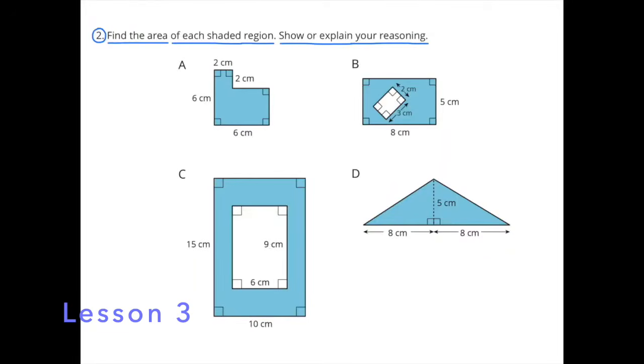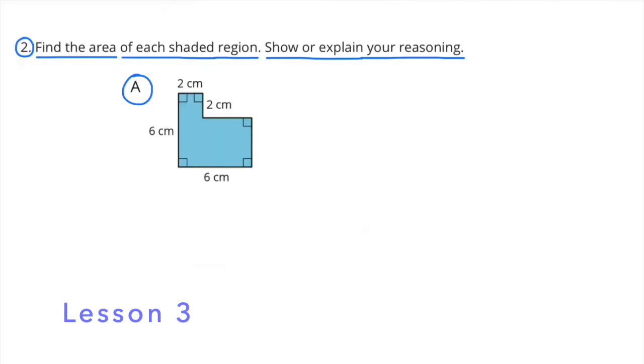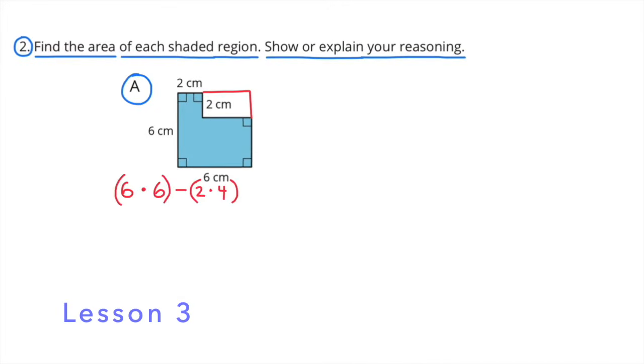Number 2. Find the area of each shaded region. Show or explain your reasoning. A. This shape is almost a square. Imagine it is a square that's 6 by 6 and it's missing a section that's 2 by 4. The area of the shaded region is 28 square centimeters.